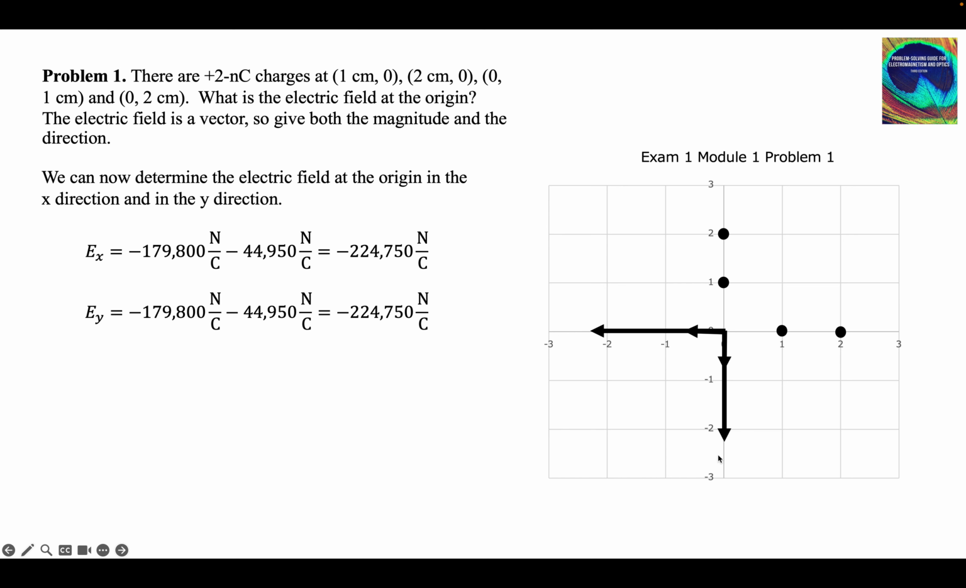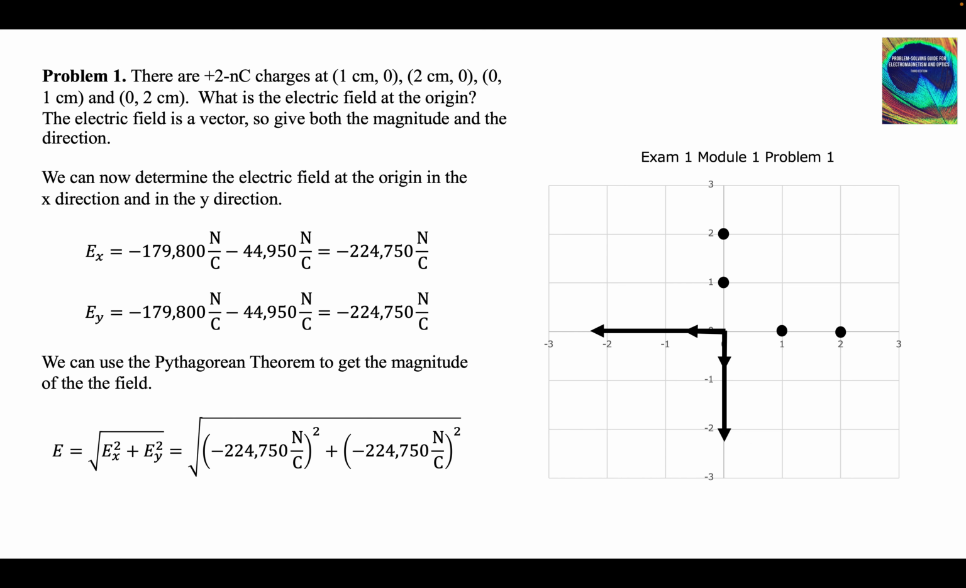So now we have 2 vectors at right angles. We have to add those up, and we can use the Pythagorean theorem for that. And we calculate the magnitude, about 318,000 newtons per coulomb, 45 degrees below the negative x-axis, and we should draw it in there. There's the electric field at the origin, there's the magnitude, and there is the direction. Problem 1, Practice Exam 1, Module 1, Problem Solving Guide for Electromagnetism and Optics.